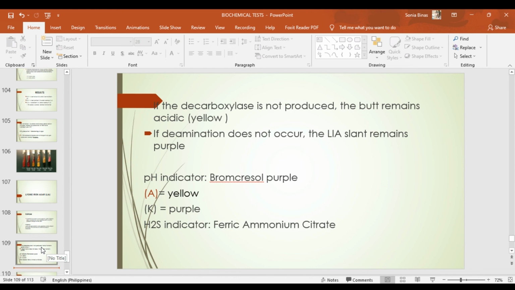So, kung ang K sa ating TSI ay color red, ang K naman sa ating LIA ay color purple. And ang ating A ay ang ating yellow color. So, pH indicator for our LIA is our bromcresol purple. While sa TSI, ang pH indicator po natin sa TSI is ang ating phenol red. Again, the H2S indicator is our ferric ammonium citrate.